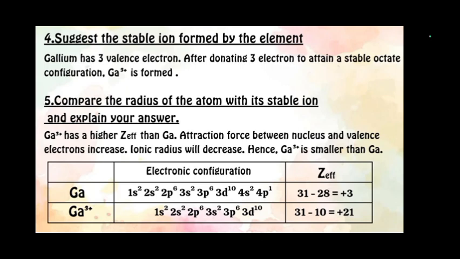Now let's compare the radius of the atom of gallium with its stable ion. Let's look at the table. The effective nuclear charge of the gallium atom is positive 3 compared to the gallium ion with effective nuclear charge of positive 21. Since the gallium ion has a higher effective nuclear charge than the gallium atom, the attraction force between nucleus and valence electrons will also increase. Therefore, the ionic radius will decrease. Hence, the gallium ion is much smaller than the gallium atom.